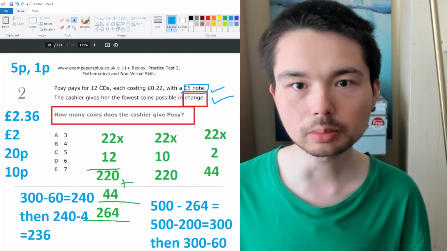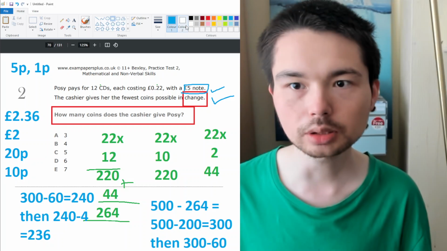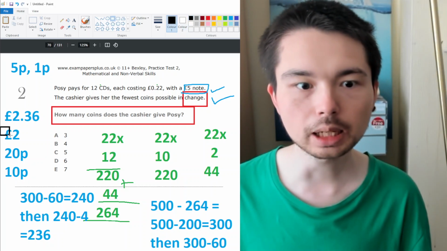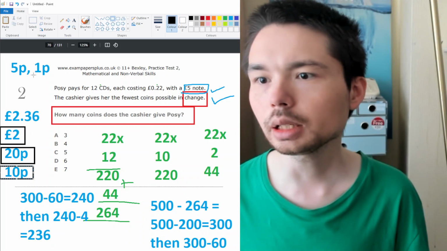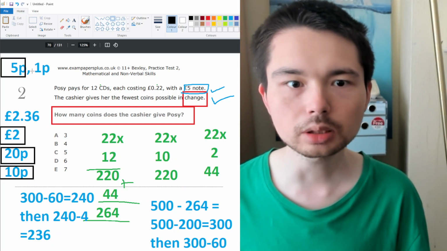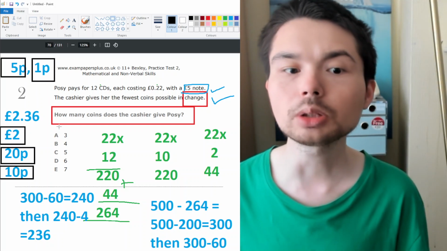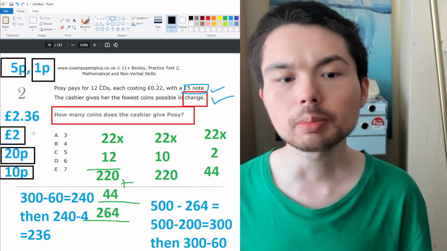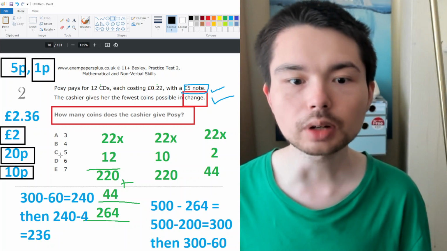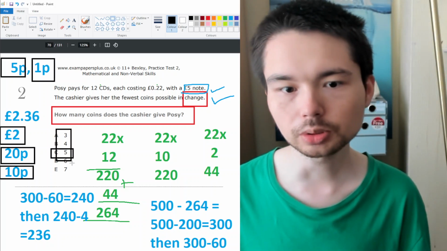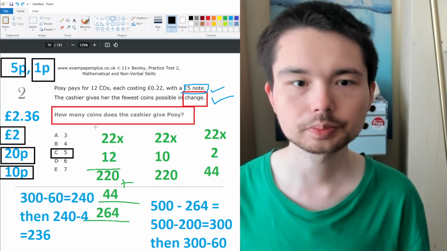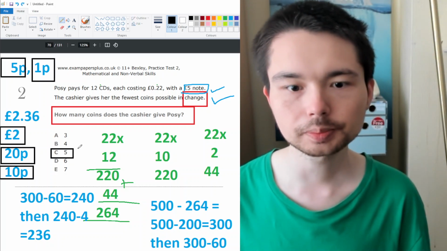So let me just box them up because I've written it all over the place. These are the number of coins: a £2 coin, then a 20p, a 10p, a 5p and a 1p. Those are the coins shown, the black boxes. How many coins are there? How many black boxes are there? 1, 2, 3, 4, 5. There we go. They're being really mean with this question because you can see all the numbers are so close to each other. Tick. Next.